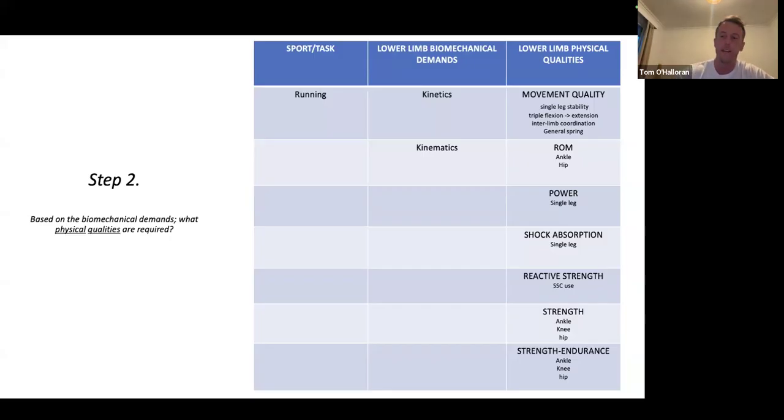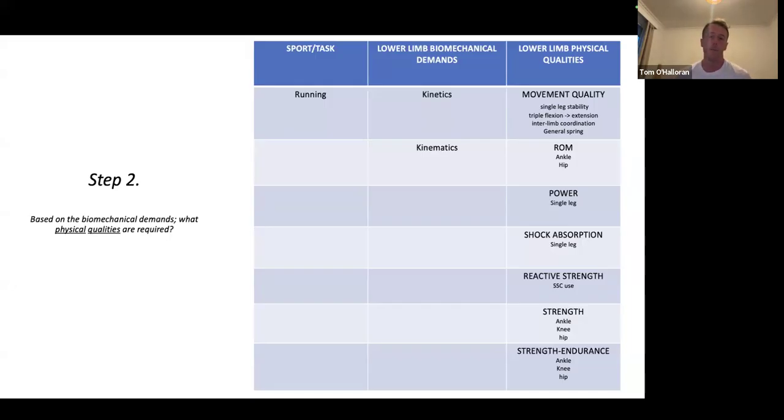So step two is based on those biomechanical demands, what physical qualities are required. So I already talked about that a bit, but we need to move well. So we need some movement quality to be able to run. We need some single leg stability. We need to know how to go from triple flexion to relative triple extension in almost like a squat pattern. We need some interlimb coordination. One flexes, one extends. We need those legs to be coordinated. We need some general springiness, some stiffness through that lower limb. In terms of range of motion, in the sagittal plane, we know that ankle needs some range, that hip needs to be able to extend.